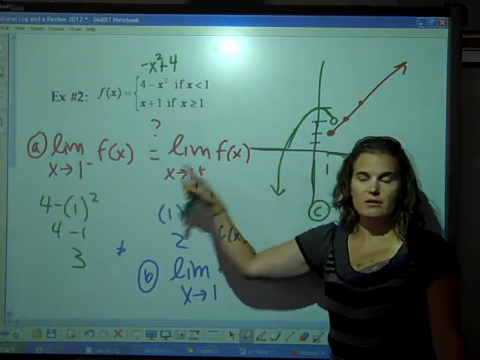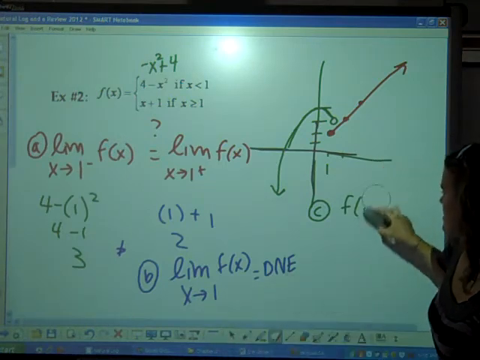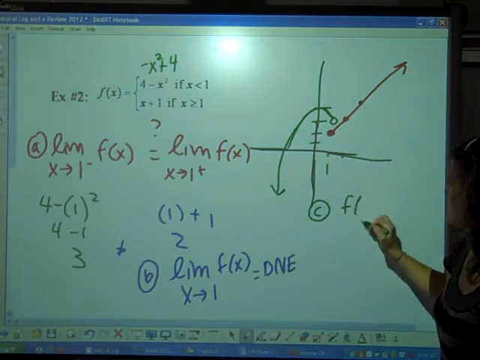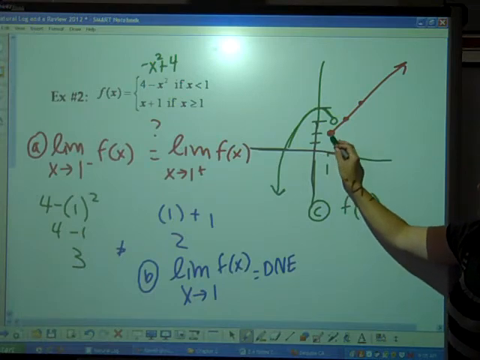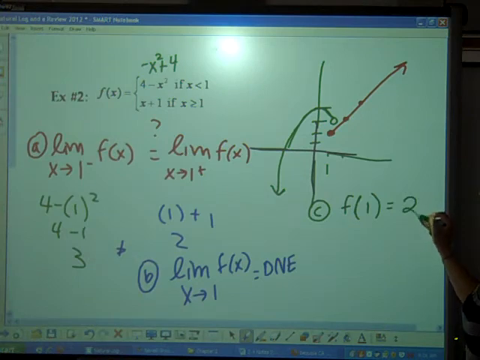This would also be part of the continuity discussion, is what actually is f of c? And in this case, we're looking for what is f of 1. So if I plug in 1, where am I? Am I at 2 or am I at 3? I am at 2, wherever the actual dot is.